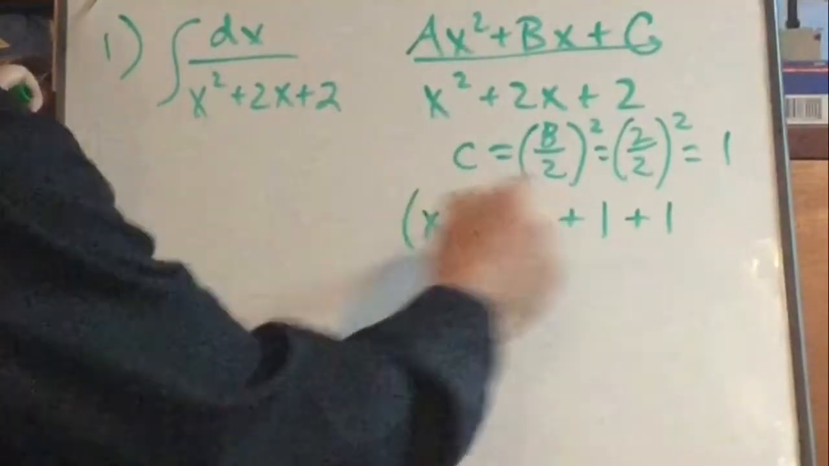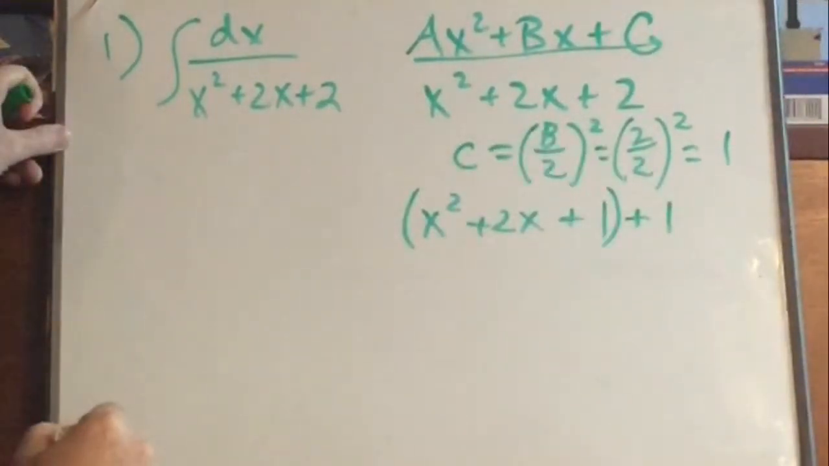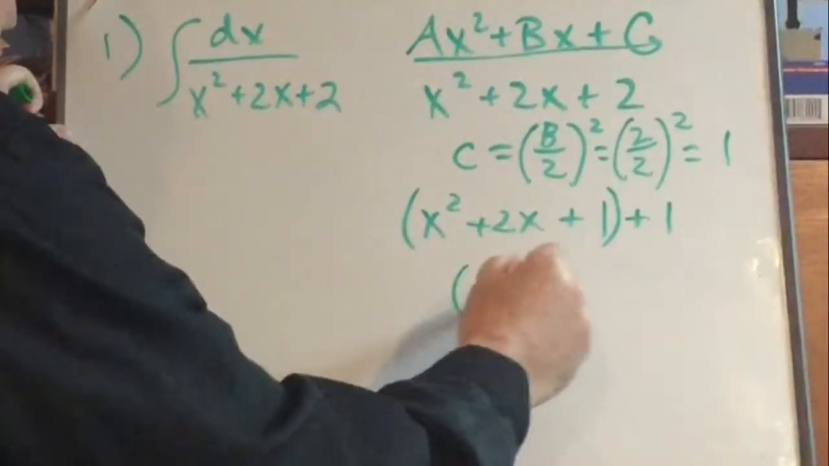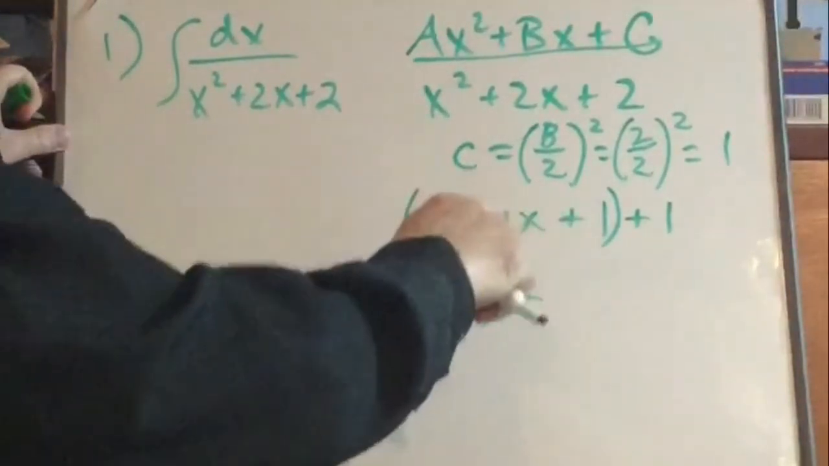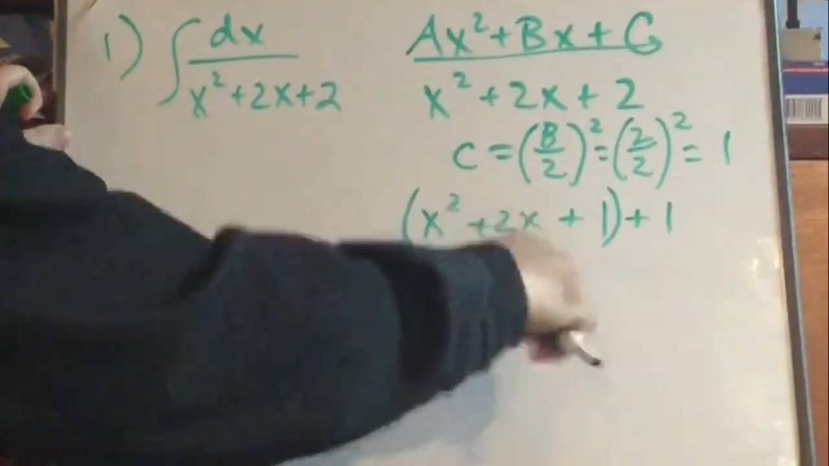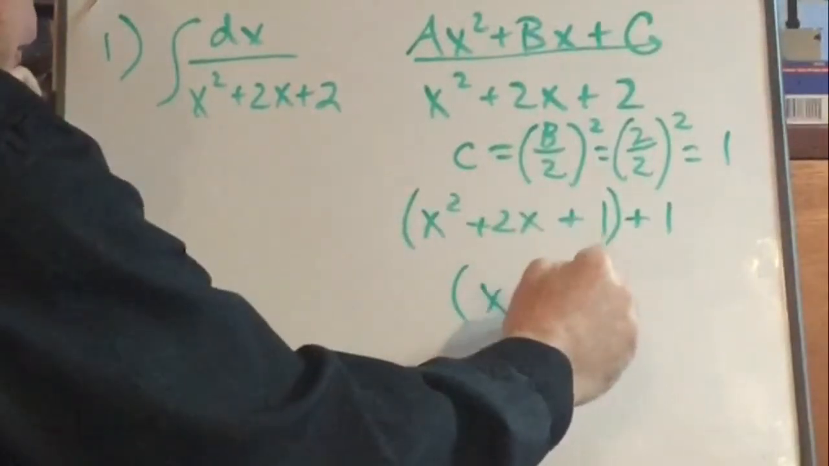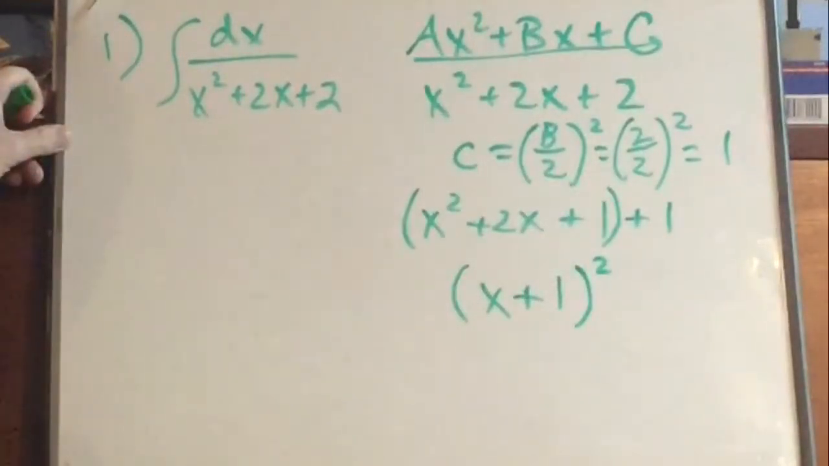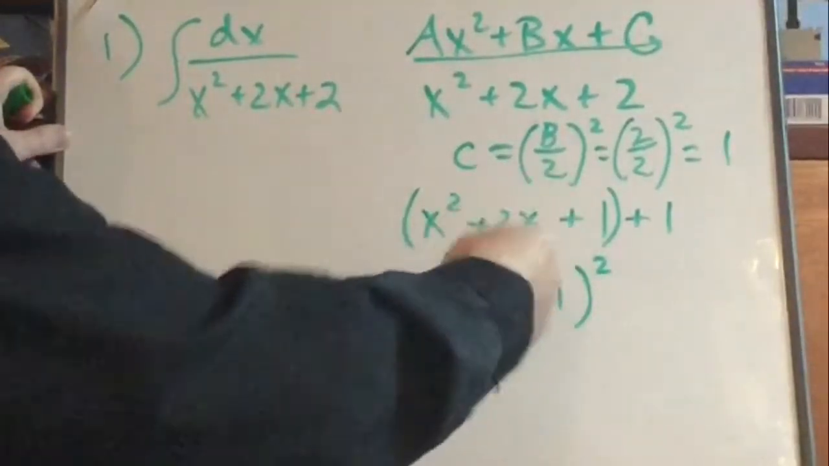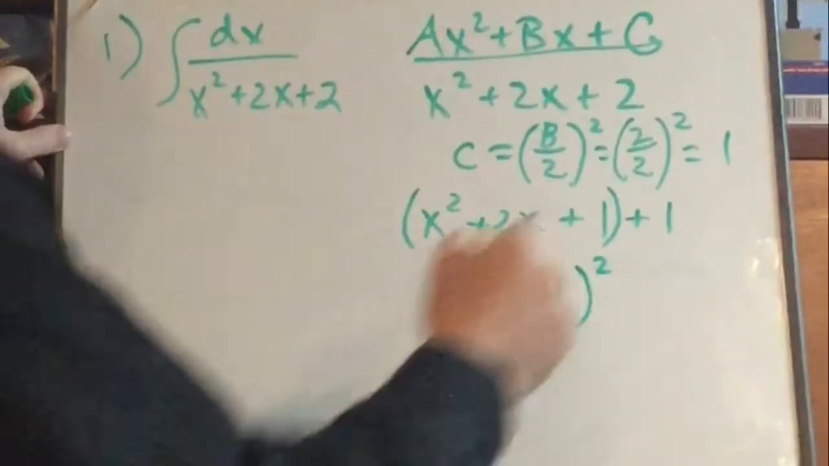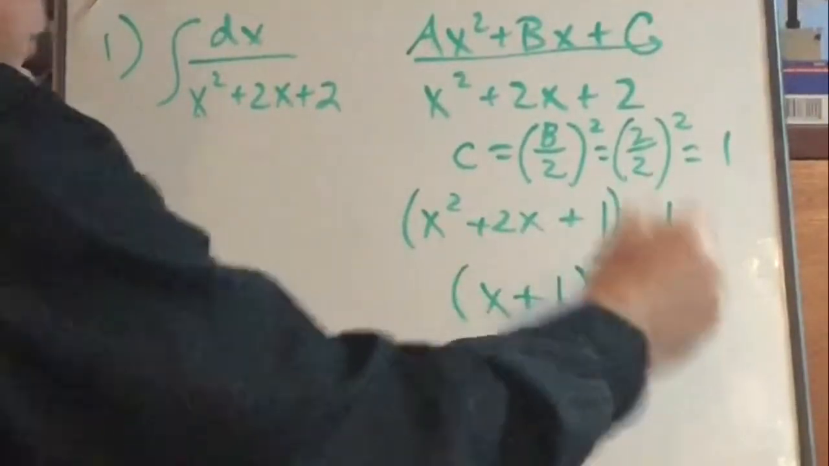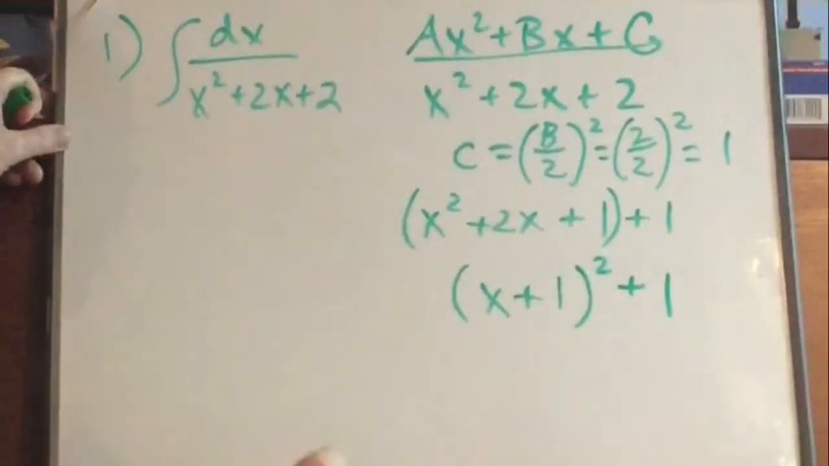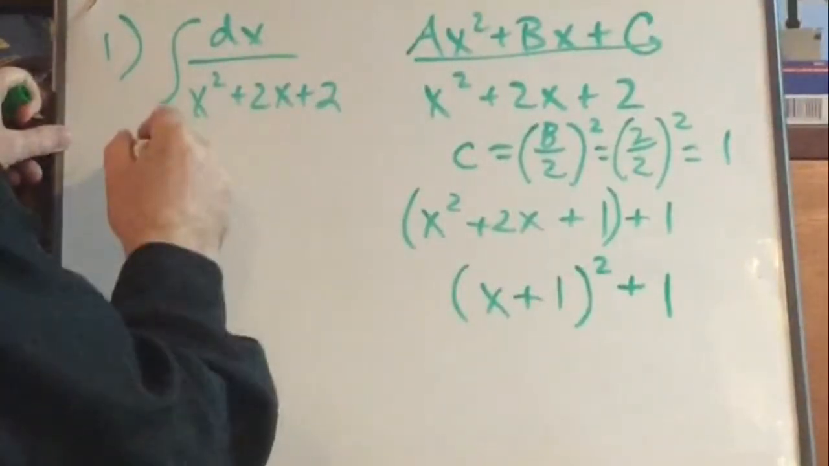The first part of this is now what's called a perfect square trinomial. And if I take my b value and I cut it in half, that's always going to be the term that we put inside the parentheses. So x plus 1 quantity squared, if I was to multiply that back out, I would get x squared plus 2x plus 1, and I bring down the plus 1. This is how I'm going to want to rewrite my denominator in my integral.